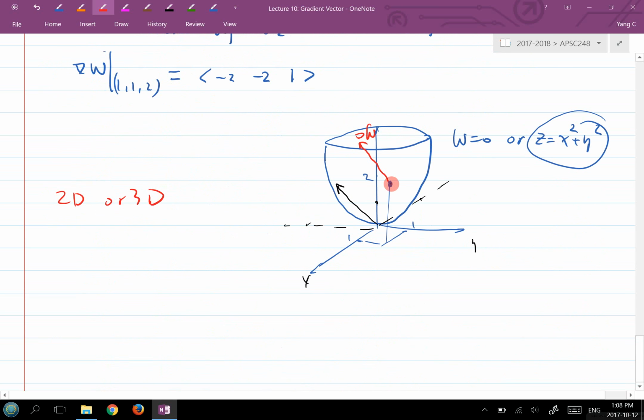Given the same surface, you could be asked to find the gradient vector del F, or you could be asked to find the gradient vector del W. So that's the difference.